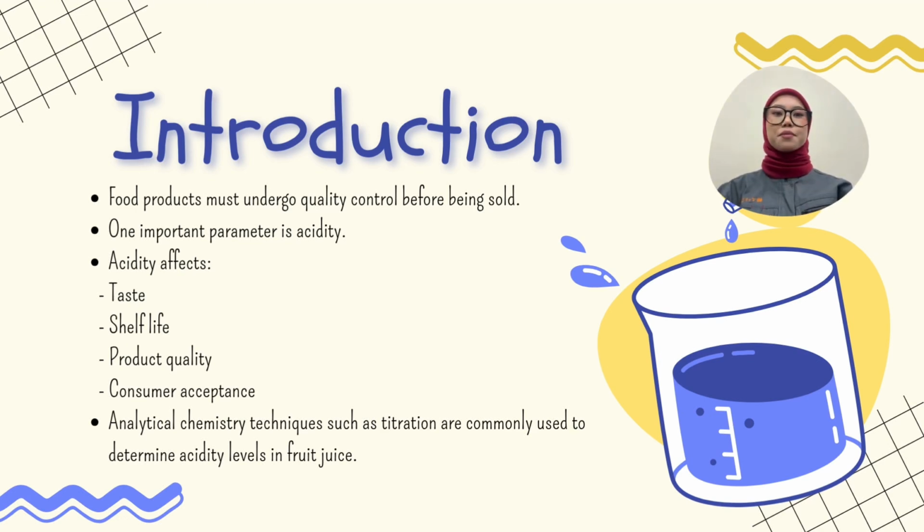One of the most important parameters evaluated during quality control is acidity because it directly influences the characteristics of the product. The acidity level affects several aspects of fruit juice, including its taste, shelf life, overall product quality, and consumer acceptance. For example, if the acidity is too high, the juice may taste excessively sour. Whereas if it's too low, the flavor may become dull and the product may spoil more easily. Therefore, food manufacturers use analytical chemistry techniques such as acid-base titration to accurately determine the acidity level of fruit juice before it is distributed to consumers.